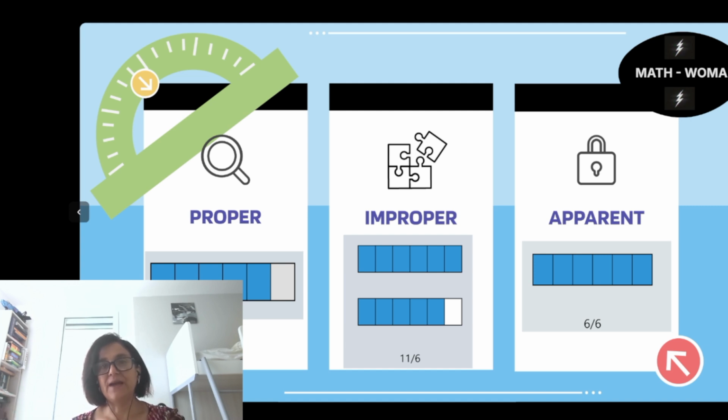For an improper fraction, you could use more than one. For example, if you have to represent 11 over 6, your walls will be divided in 6 parts, but you'll have to shade 11. So one wall wouldn't be enough. You need another one. With apparent fractions, you have your wall completely shaded.